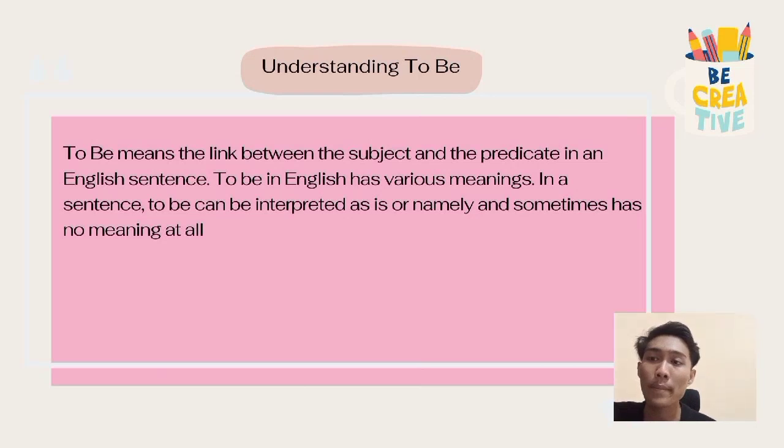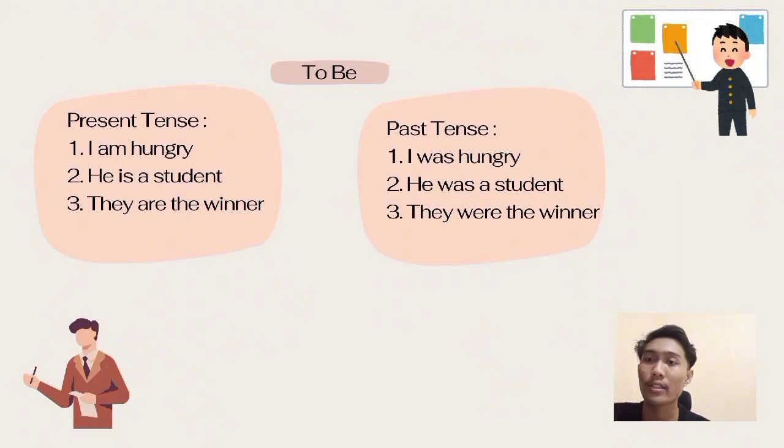To be, present tense. Number 1: I am hungry. Past tense, number 1: I was hungry. Number 2, present tense: He is a student. Past tense, number 2: He was a student. Present tense, number 3: They are the winners. Past tense, number 3: They were the winners.